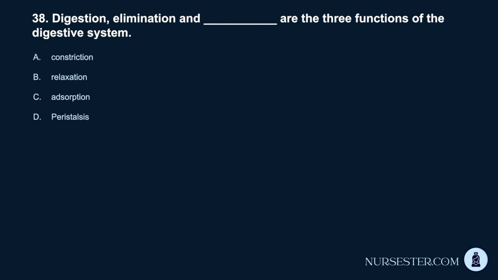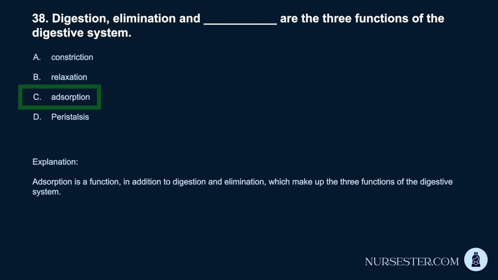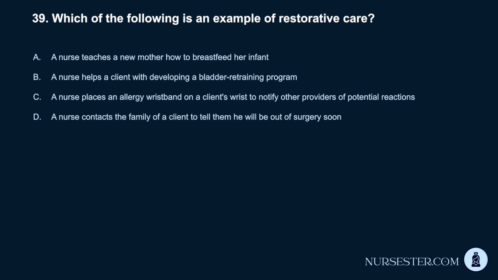38. Digestion, elimination, and underscore are the three functions of the digestive system. A. Constriction. B. Relaxation. C. Adsorption. D. Peristalsis. Correct answer, C. Adsorption. Adsorption is a function, in addition to digestion and elimination, which make up the three functions of the digestive system.